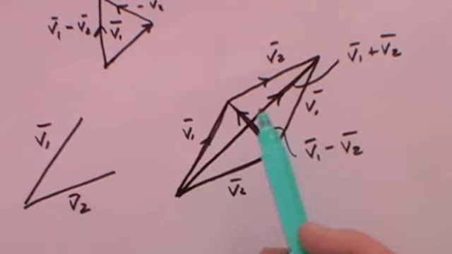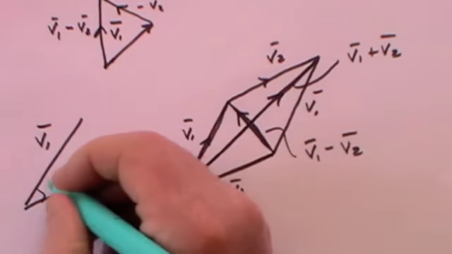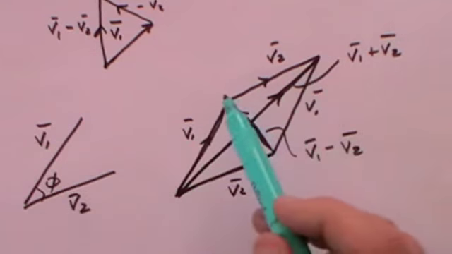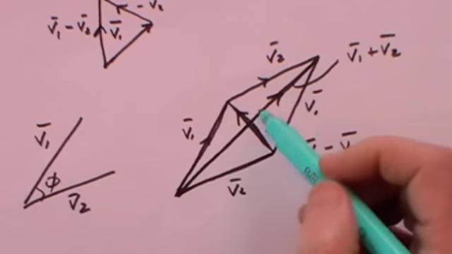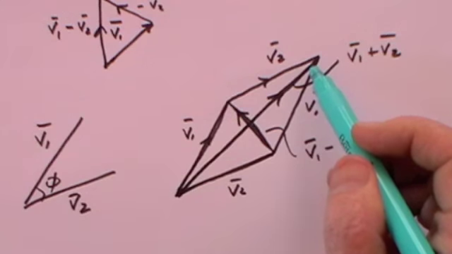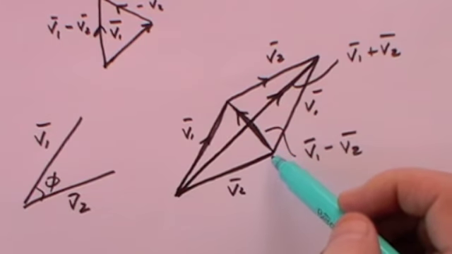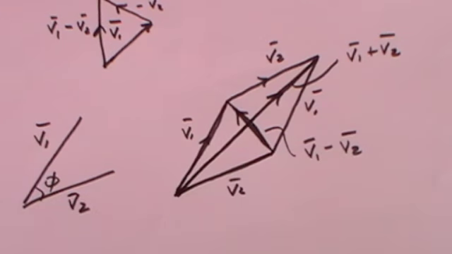So if you construct a parallelogram of forces, take two forces at an angle phi, construct a parallelogram, and draw the two diagonals, the longest diagonal becomes the sum of the vectors. The shortest diagonal becomes the difference between the two vectors.